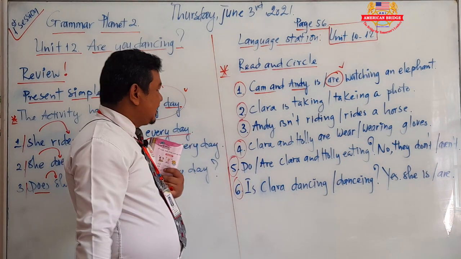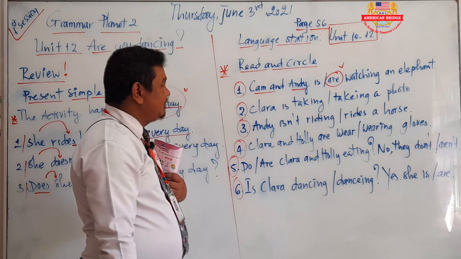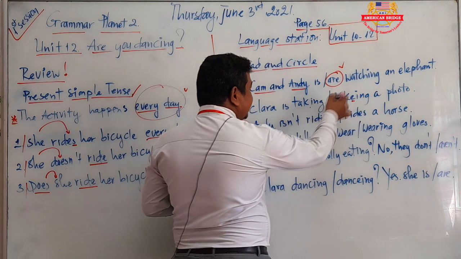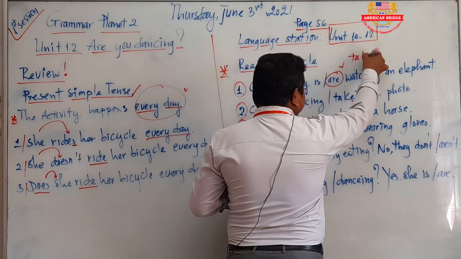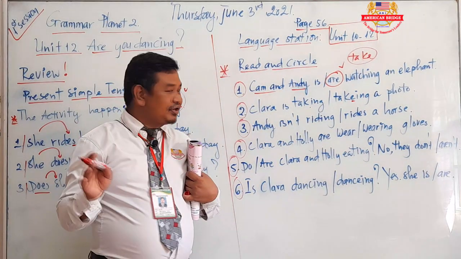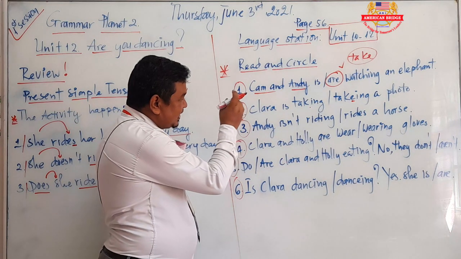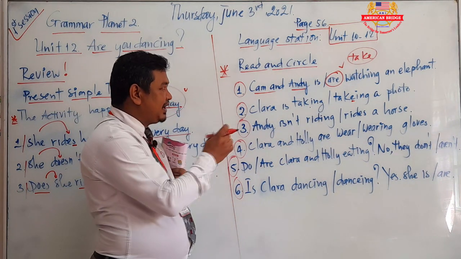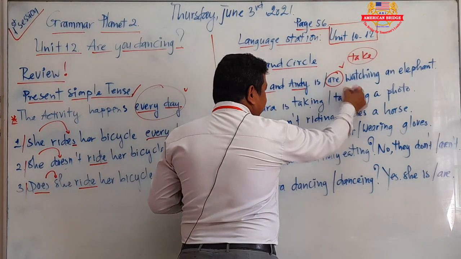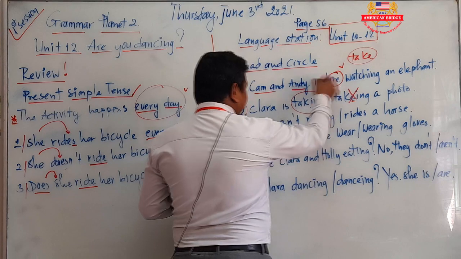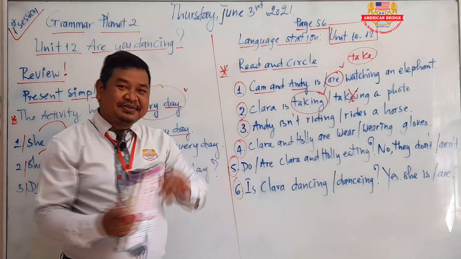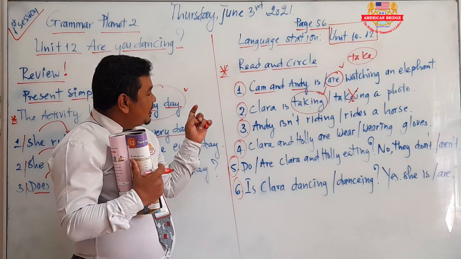Number 2, Clara is taking a photo. So which one? We have an e here. This one is no e, but the verb, the original verb, is take, right? I explained to you yesterday already. If you want to add the ing form, you have to erase the e and add ing. So this one is wrong. This one is the correct answer. So Clara is taking a photo. Yes, students. Make sure that you remember yesterday's lesson.